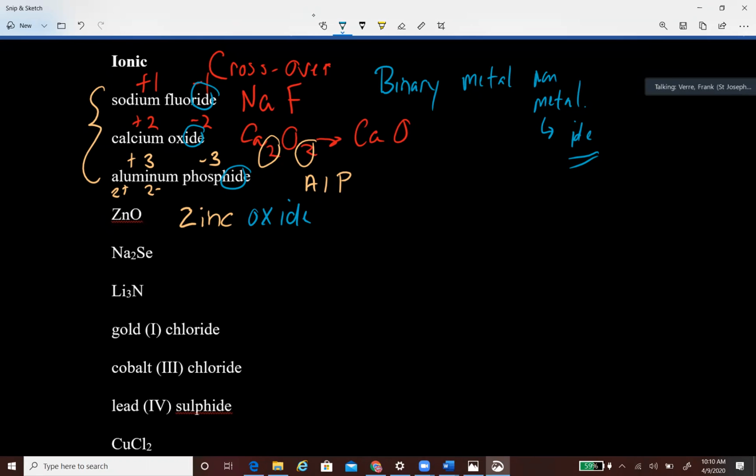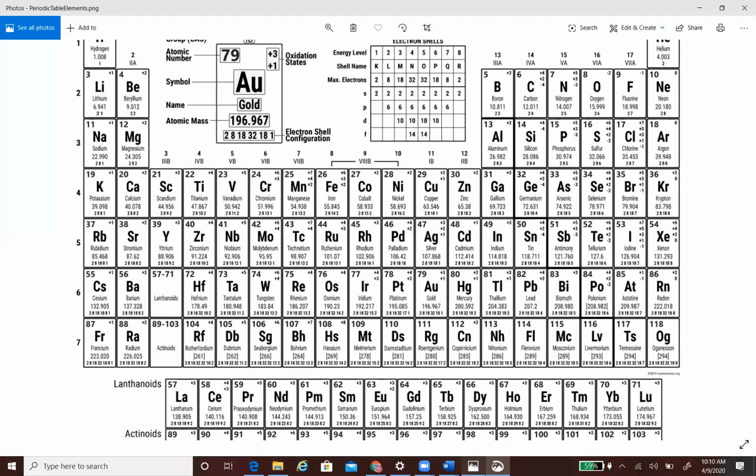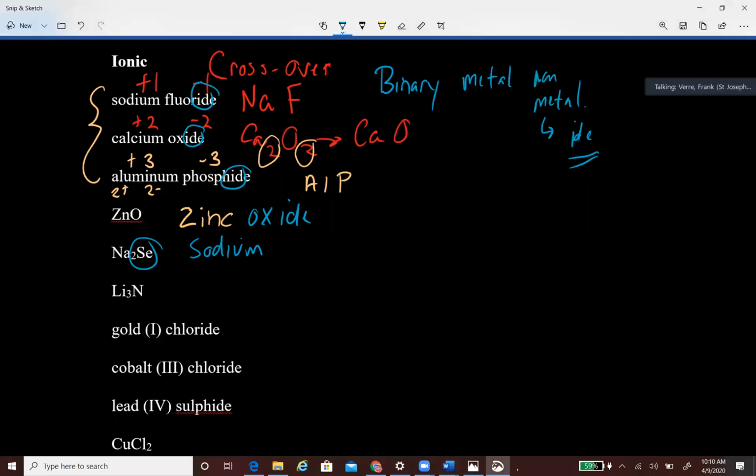Sodium, that's Na, and then that's selenium. So if you look at your periodic table, if we find Se, Se is over here, it's selenium, so it would be a selenide, sorry. This would be lithium, and nitride. So you can see the non-metal is changing its name to an IDE ending.